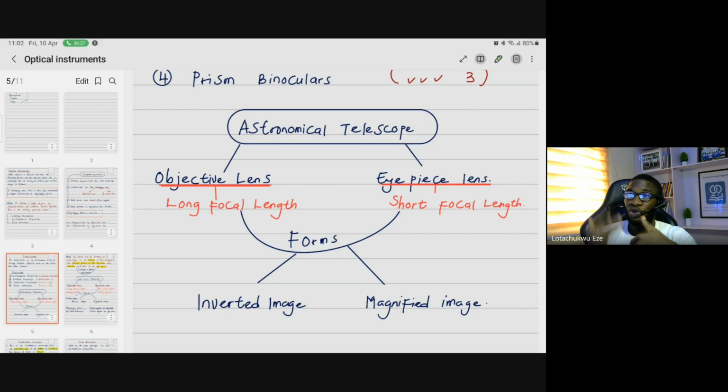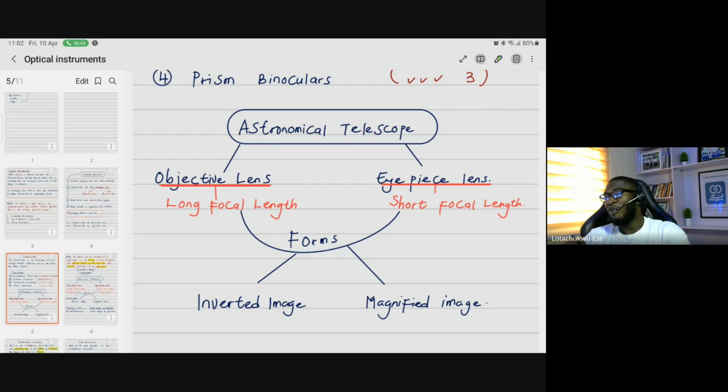So it's not a must that when you hear objective lens, you start thinking that one is converging. No, it is just objective and eyepiece lens, which can either be a converging lens or a diverging lens. It all depends on the instrument that it is being applied on.